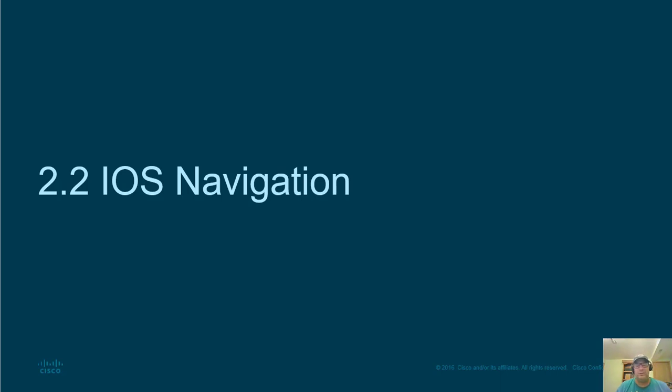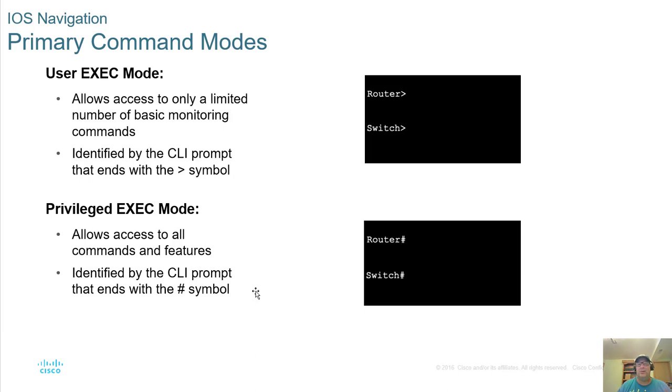All right, 2.2. I think we'll go through 2.2 and then we'll break this one off. So IOS navigation, Cisco IOS. Remember, that's the name of the operating system. Navigation: how do we get around inside of the operating system? Well, we have to look at certain cues.